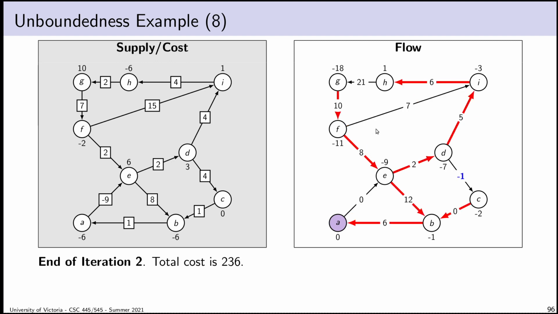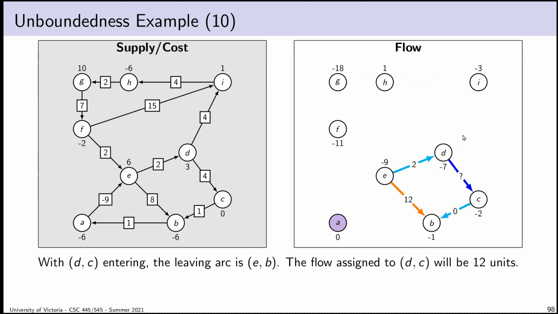There's my pivot. It's done. I now choose my arc DC, which of course left the basis just 2 pivots ago. I choose that as my entering arc. This is a bit of a slow burn, this example. I choose this. I end up with this cycle. This is still a nice, well-behaved cycle.